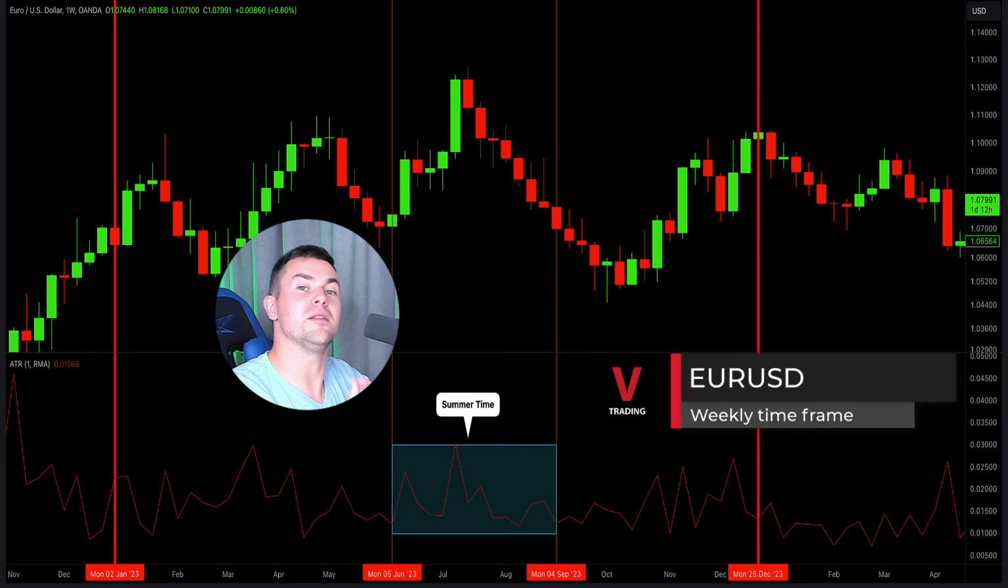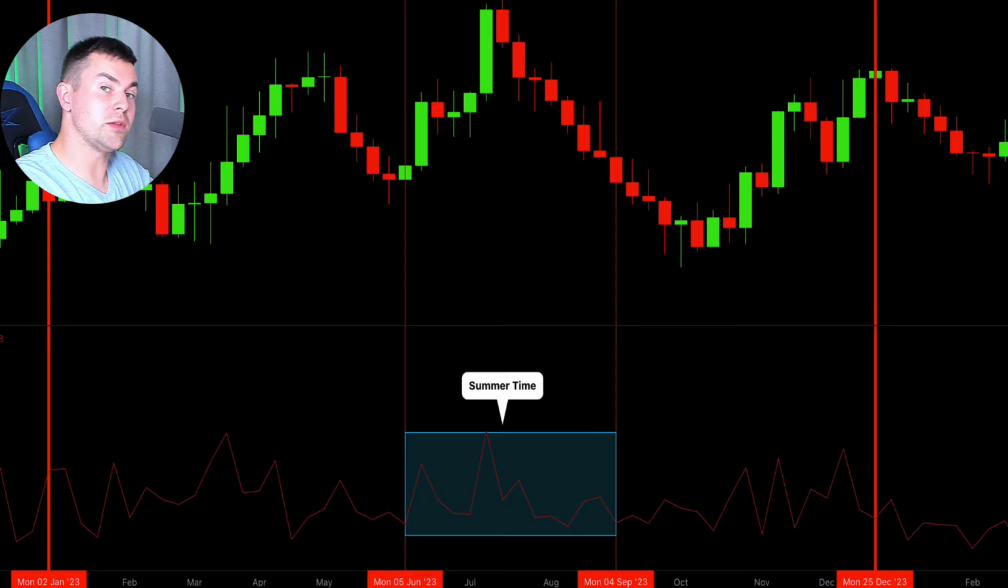Now look at the volatility on the euro-dollar pair on a weekly time frame for the year 2023. You can see that June and the beginning of July were quite volatile, but then the market slowed down and remained weak till the end of summer.